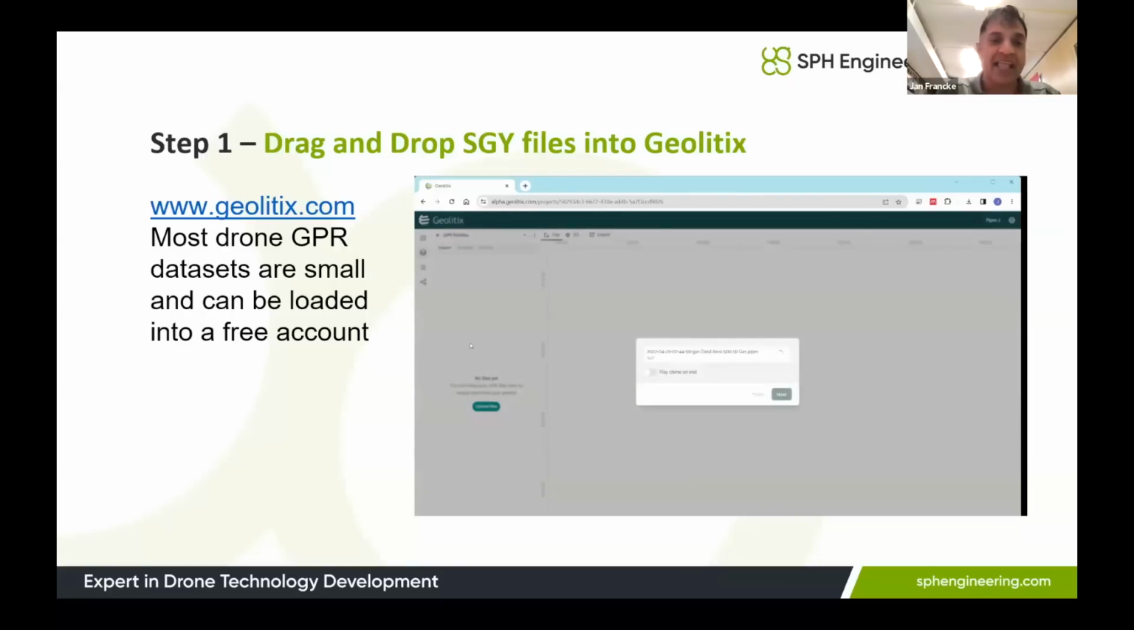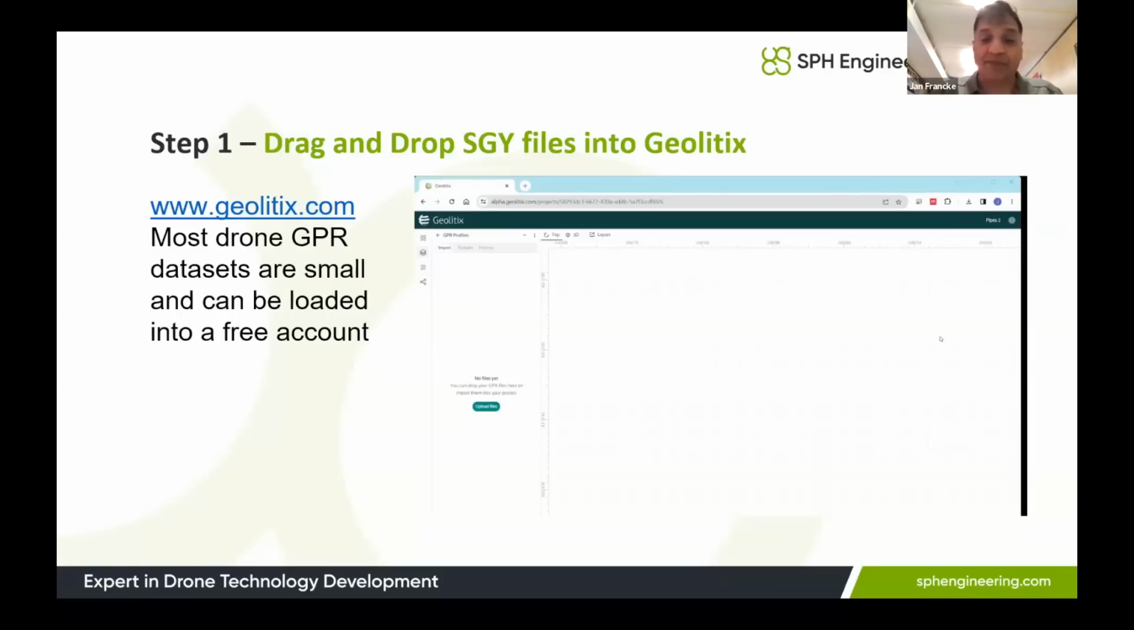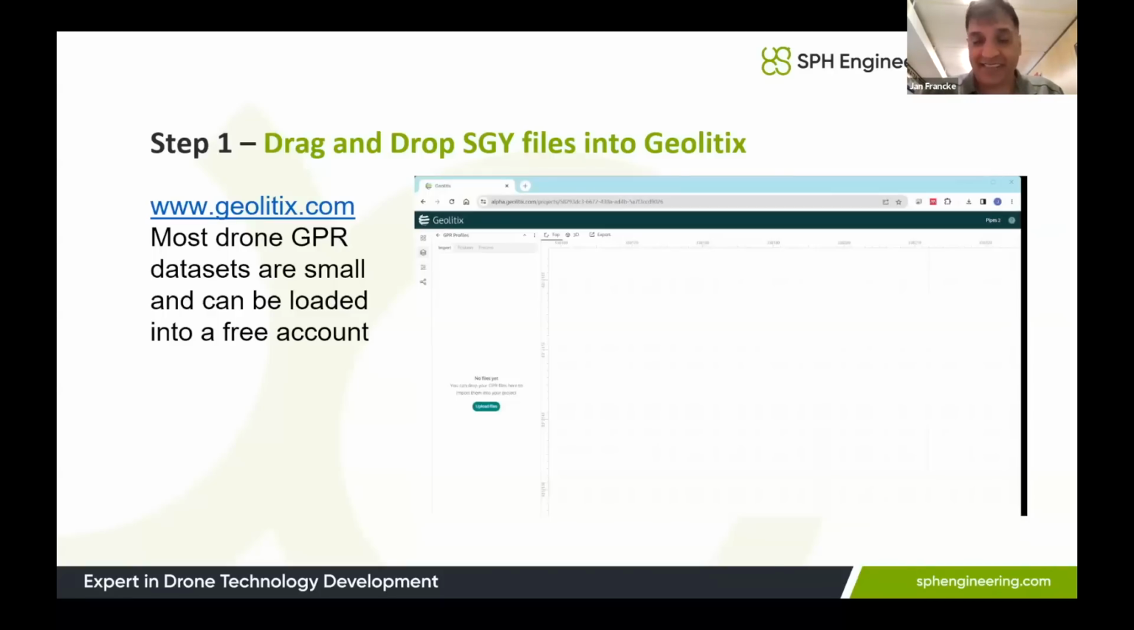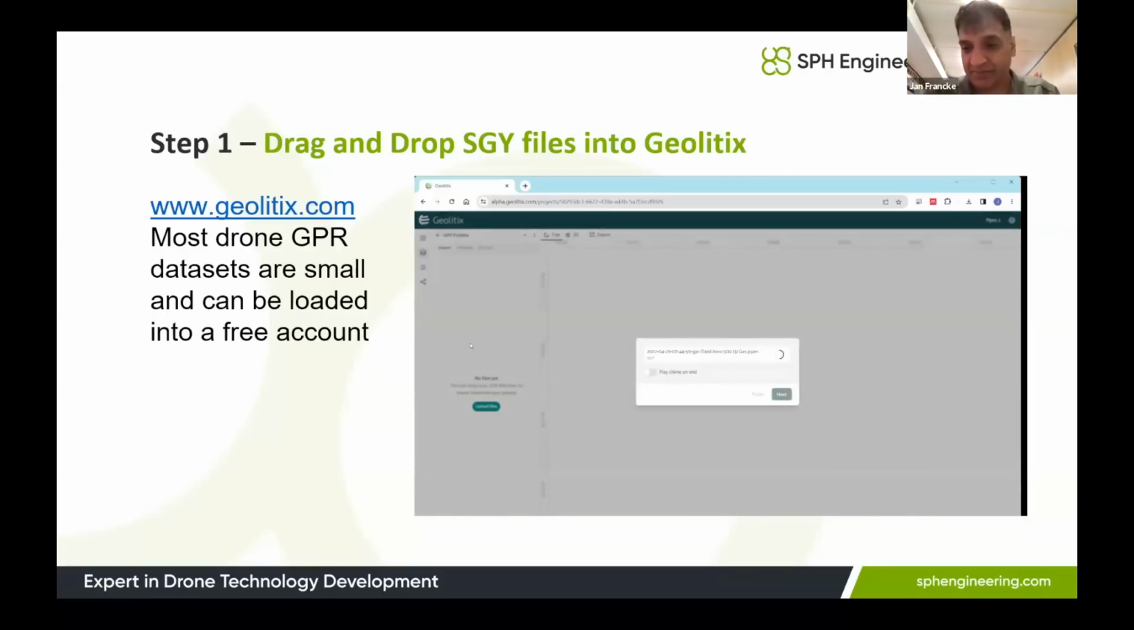It's called Geolytics. The nice thing about Geolytics is most of the drone data sets tend to be rather small, unless you're doing a really large area. And guess what? Geolytics is absolutely free. It's completely free for small data sets. So if you do get yourself a drone GPR, the size of your projects dictates that, but smaller projects can be done completely free within Geolytics. I thought I'd show you this because it's the easiest thing that I can show you.